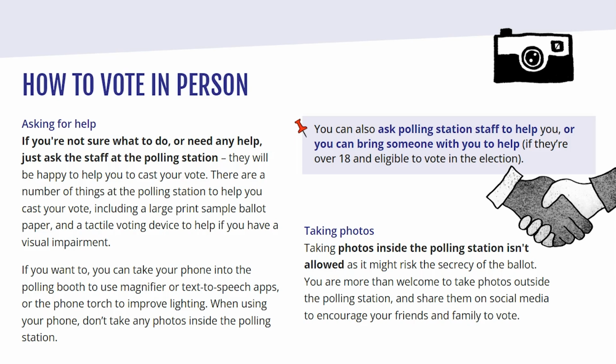Take care using your phone at the polling station. You can take your phone into the polling booth to use it as a magnifier or for a text-to-speech app if English is an additional language. You can also use the phone torch to improve lighting. But you are not allowed to take any photos inside the polling station. This is because it is a secret ballot and your vote must be secret. You're very welcome to take photos outside the polling station and share them on social media, etc., to encourage your friends and family to vote, though.